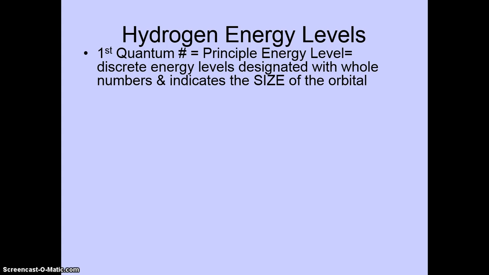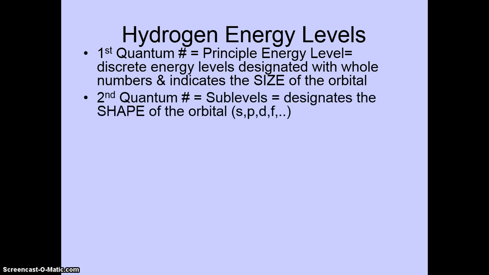So first of all, the first number that we're going to be looking at when we look at energy levels is called the quantum number. It'll be the first one. This is the principal energy level, and that means that there are discrete energy levels designated with whole numbers, and that also indicates the size of the orbital. So for example, it's 1, 2, 3, 4, 5, 6, 7. So there are discrete energy levels, and number 1 is smaller than number 7. So the size of the orbital is also indicated.